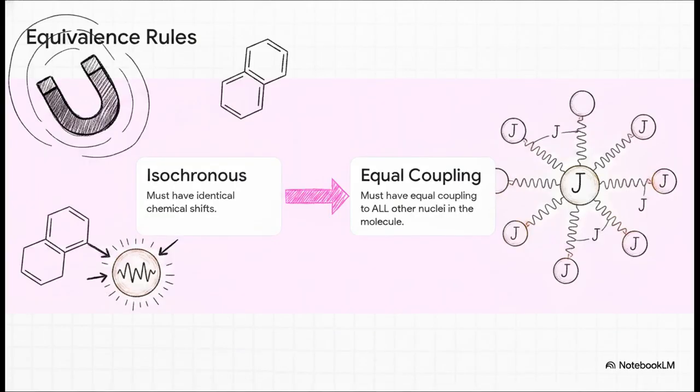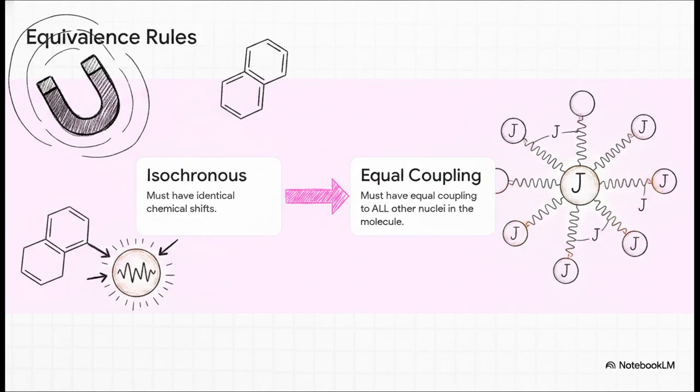So, what does it take? To be magnetically equivalent, a group of nuclei have to pass two incredibly strict tests. Test number 1, they must be isochronous. That's just a fancy way of saying they have identical chemical shifts. That covers the chemical equivalent side of things. But the second rule, that's the kicker. They must have equal coupling to all other nuclei in the molecule.